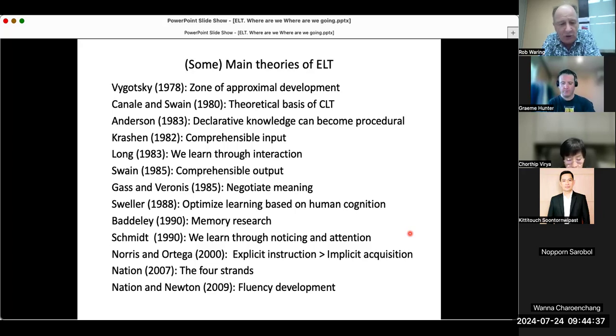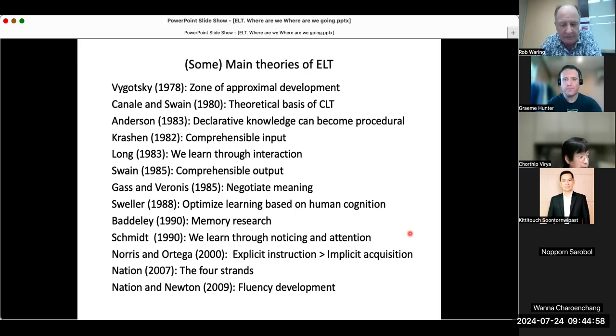And Norris and Ortega looked and, very importantly, found that explicit instruction can lead to implicit acquisition. Paul Nation, I'm sure you've heard of, has talked about the four strands, which is a structure for organizing our classes, and Nation and Newton have looked at fluency development. So these are just some of the aspects of foreign language, and they're all sort of principles, research and ideas that we bring forward.